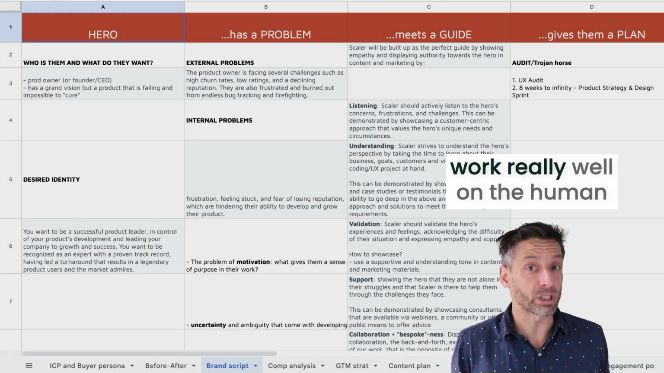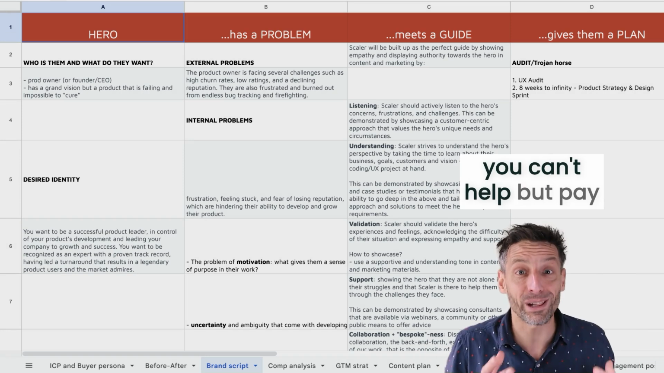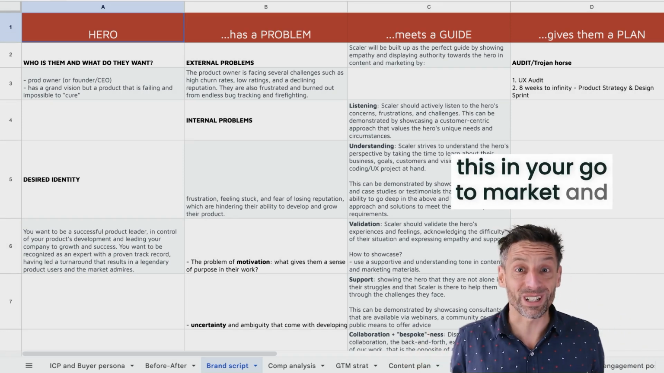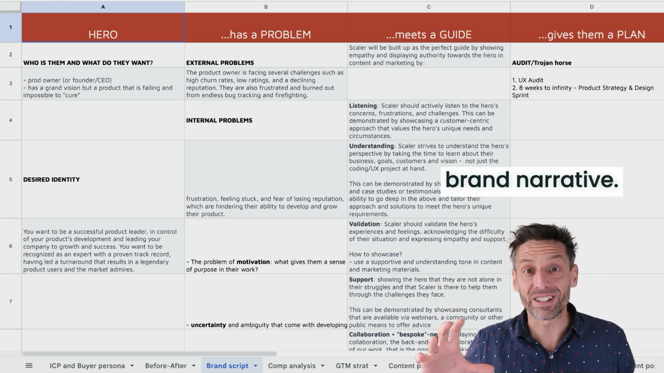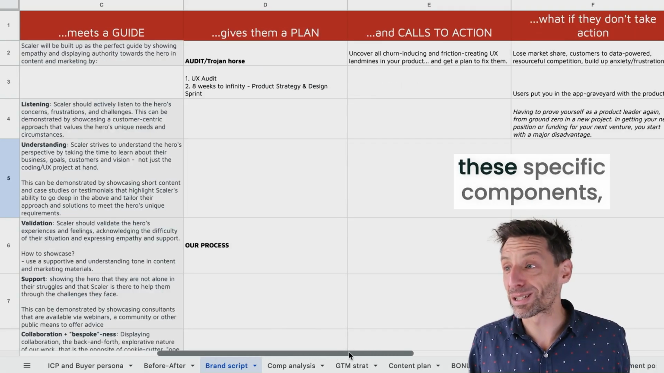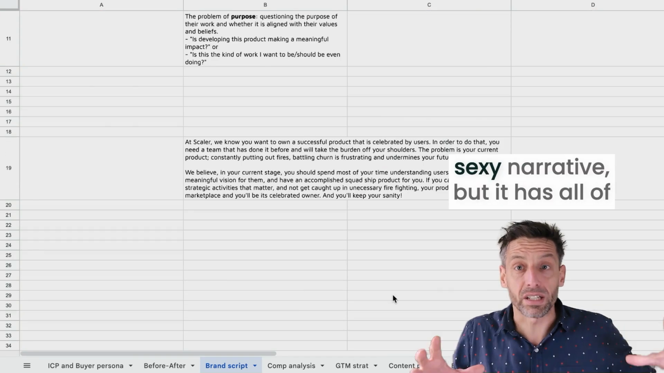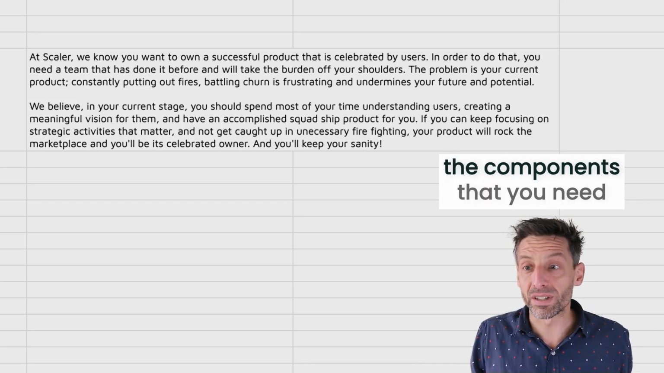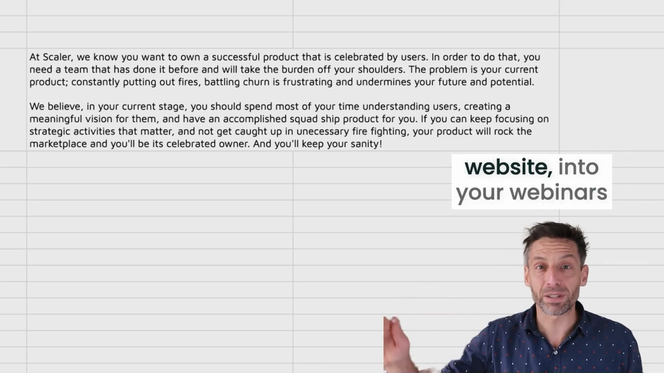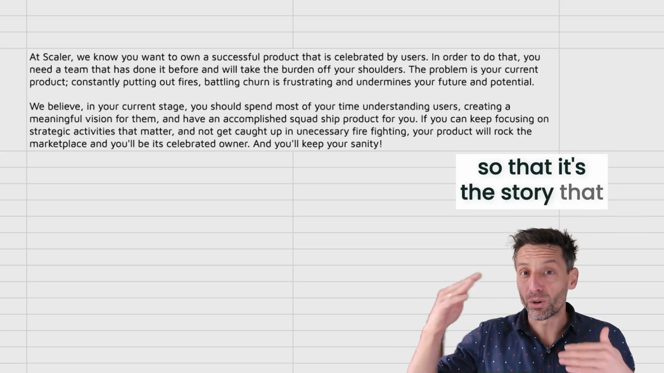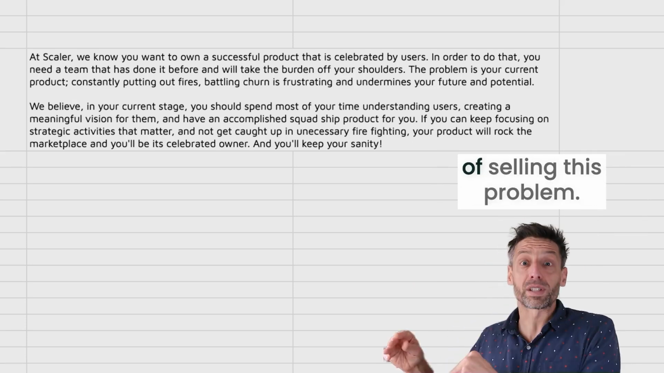Stories and narratives just work really well on the human mind. If you think about it, if somebody starts telling you a story with the right structure, you can't help but pay attention. And you want to use this in your go-to-market, in your sales and your marketing. So you want to have one particular story, which is the brand narrative. And the brand narrative has these specific components, seven components. At the end of the day, you're going to have a story that is not a sexy narrative, but it has all of the components that you need to put into your messaging, your sales conversations, your website, your webinars, so that it's the story that keeps getting repeated in your buyer's mind, and they're just sucked into your specific version of selling this problem.